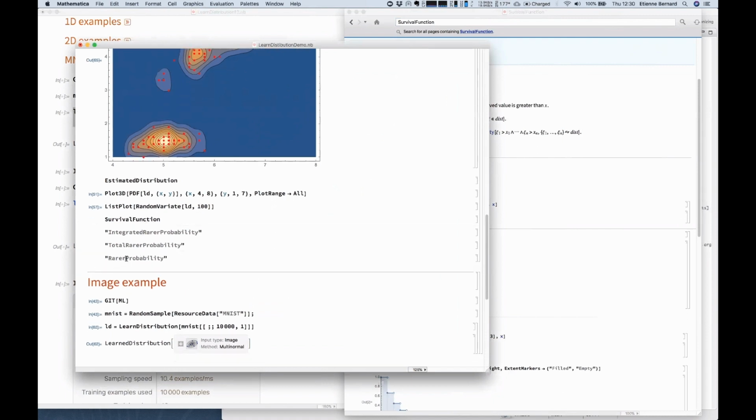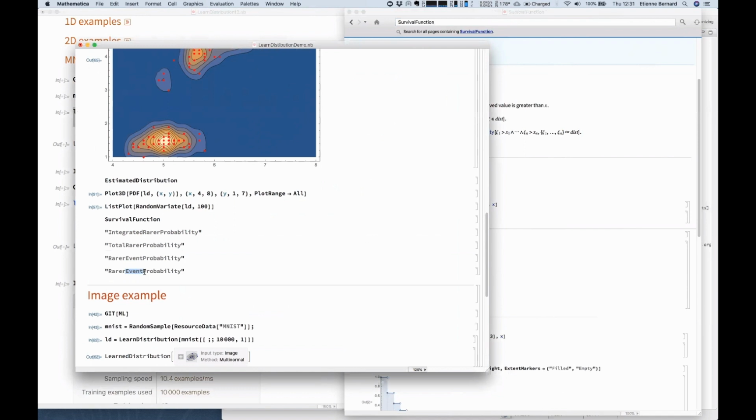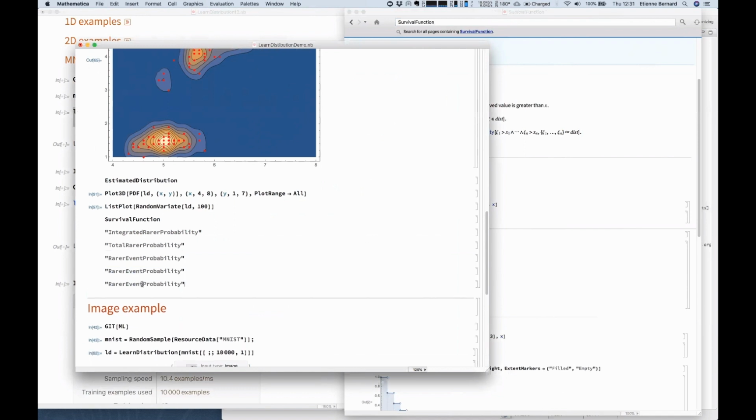Yeah, I think you will need the total, because the whole point of the rarer probability is actually the probability of having a rarer event coming from the distribution. Okay, but what about rarer event probability? I like it a lot. And rarer, or better, example. Rarer data. Machine learning will speak often about examples. Rarer data probability.